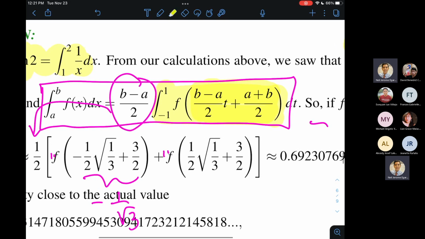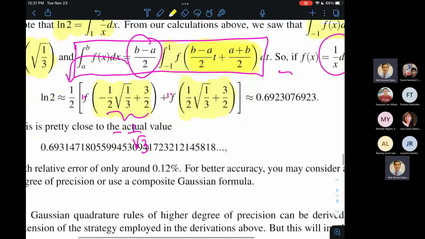And then plug this in into 1 over x, plug this in into 1 over x, perform the calculations, and you get this guy. And this is pretty close to the actual value of ln2. Actually, you will have just 0.12% relative error. So maganda pa rin yung approximate na nakuha natin using the 2-point Gaussian formula. Okay? Now, yeah, I think that's it.